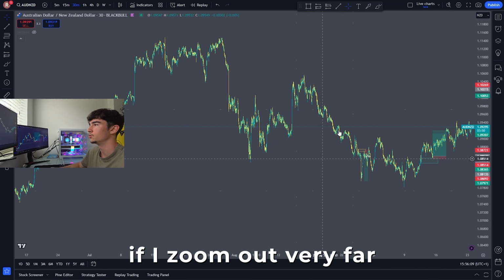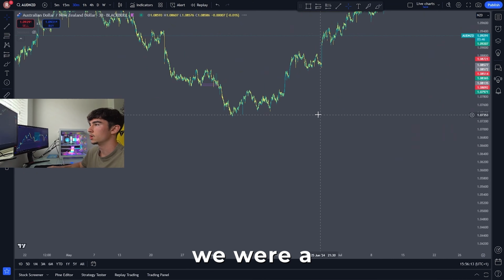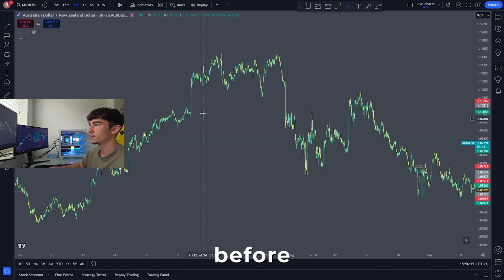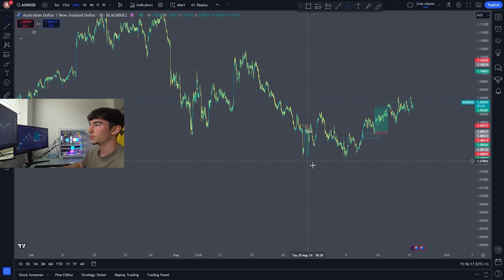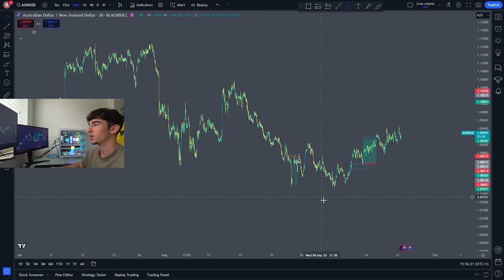Well, overall, if I zoom out very far, on the 30-minute time frame, you can see we were overall bullish before this retracement. So now that we've reached a low price, this is the best position for banks, institutions, and whatever to start coming back into the markets for us to move to the upside.